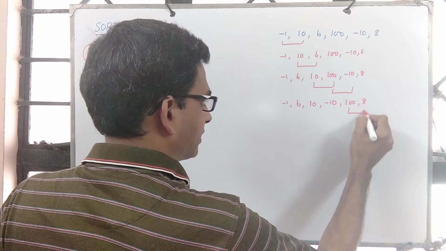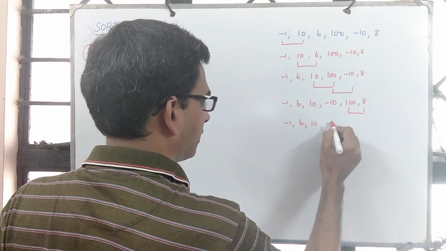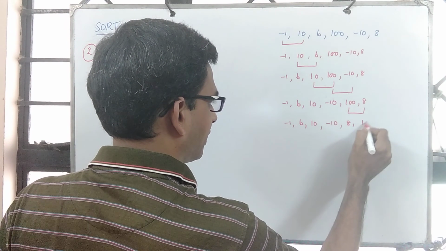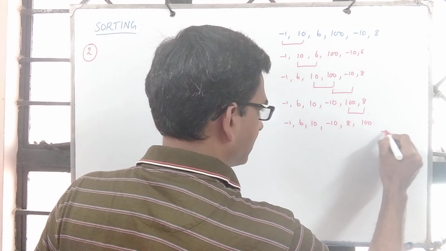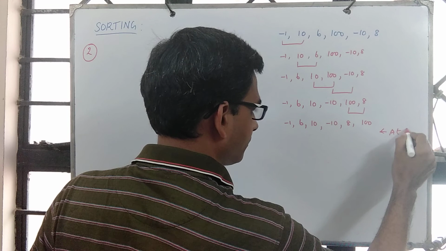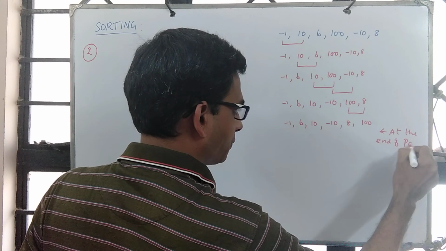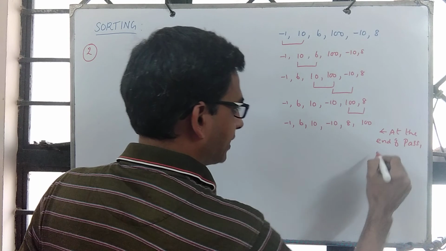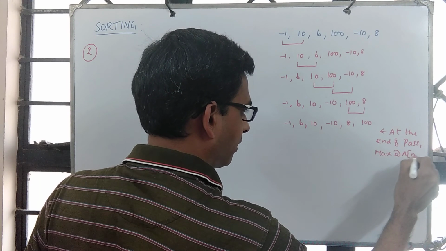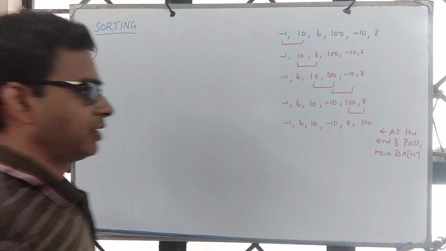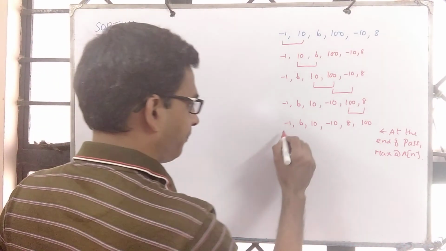In the last iteration I compare these two, so it becomes minus 1, 6, 10, minus 10, 8 and 100. So at the end of first pass, pass 1, you see that max is at A of n. In fact, that's our invariant, or loop invariant.